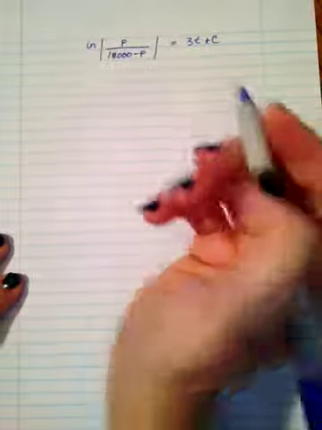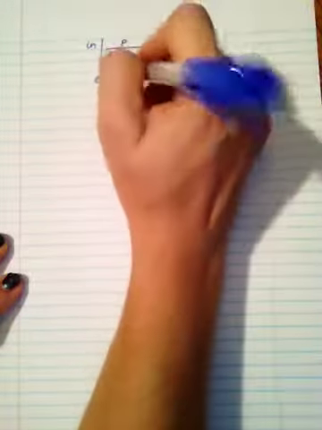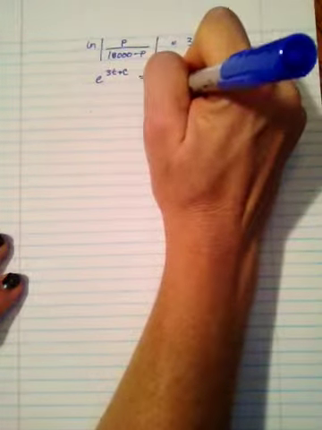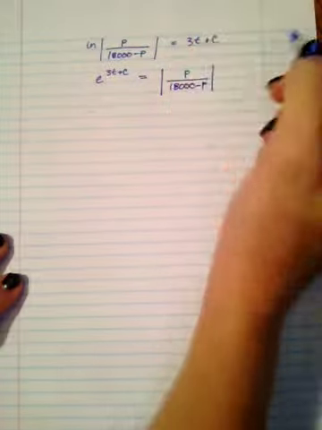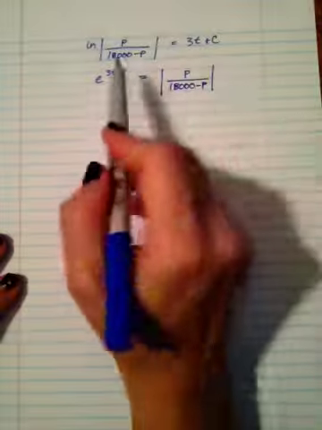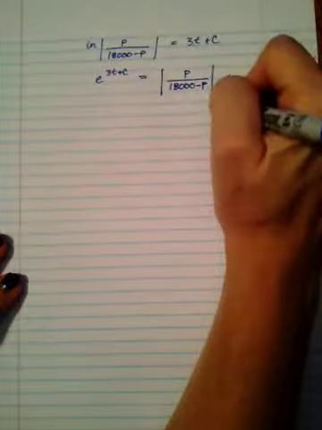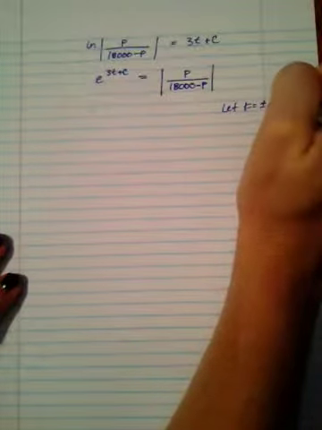ln is base e. So I know I have e to the 3t plus c equals the absolute value of p over 18,000 minus p. And again, I'm getting closer. I need to get rid of the absolute value, and I can take care of it with this c right here. So I can let k equal plus or minus e to the c.